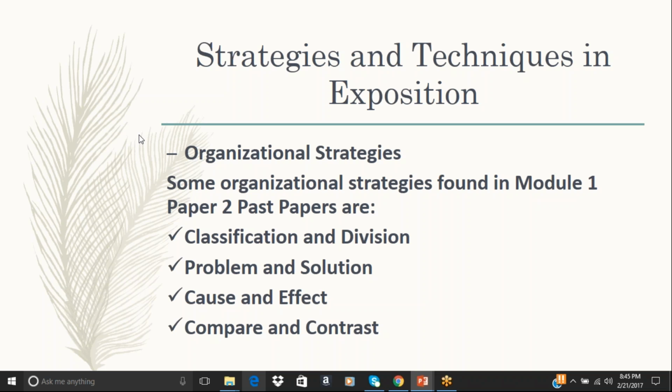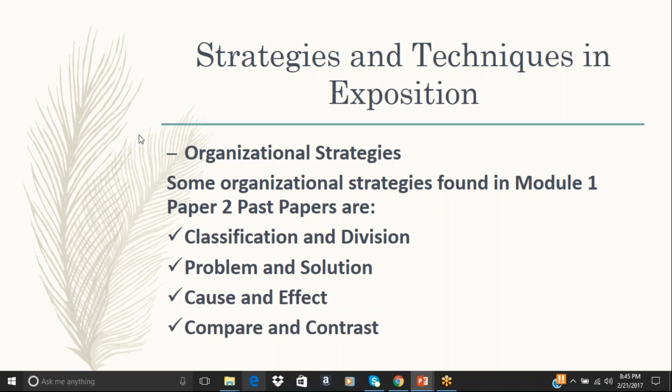So if I'm going to be exposing you to a topic, let's say I'm going to be talking about Wolmer's Boys School, and I'm exposing you to information about Wolmer's, I am going to have to classify the information into categories or into genres or into segments because I can't just tell you everything about Wolmer's.